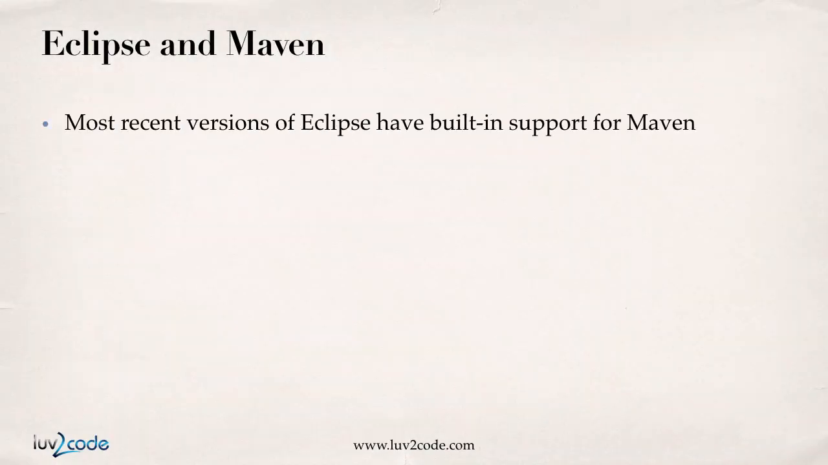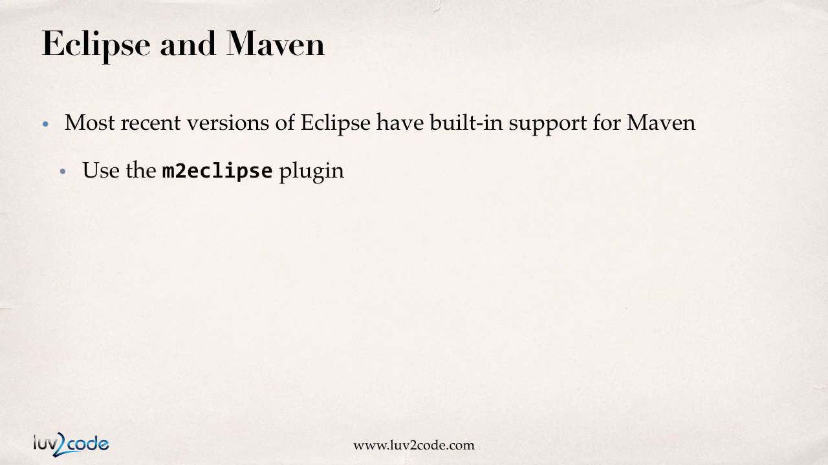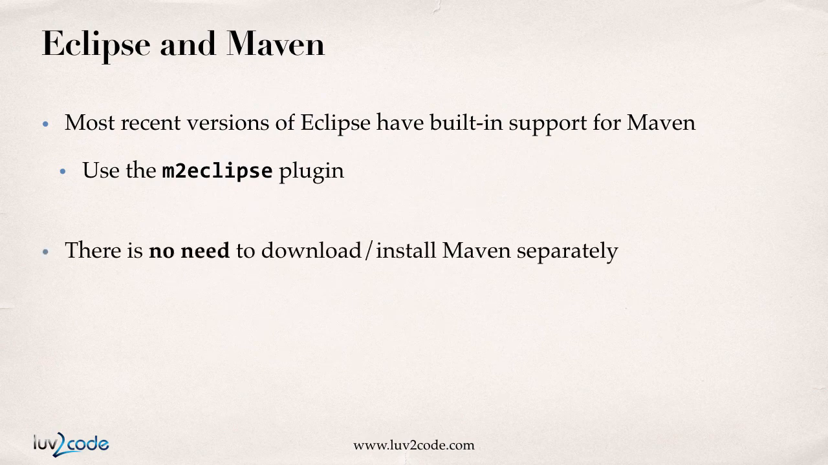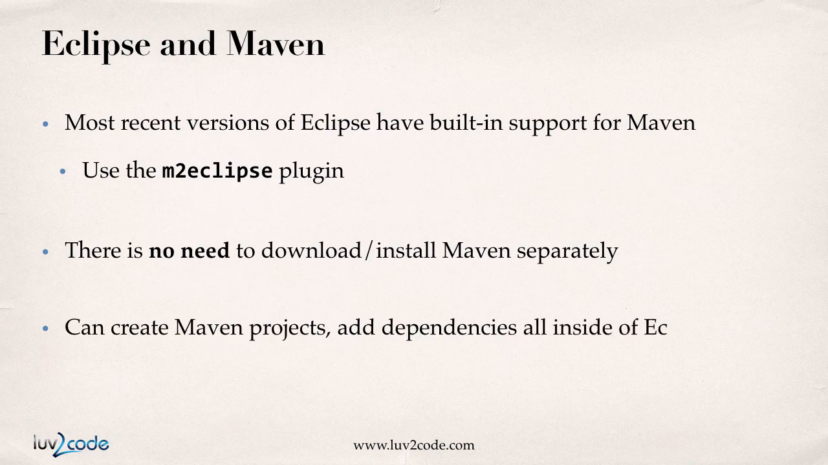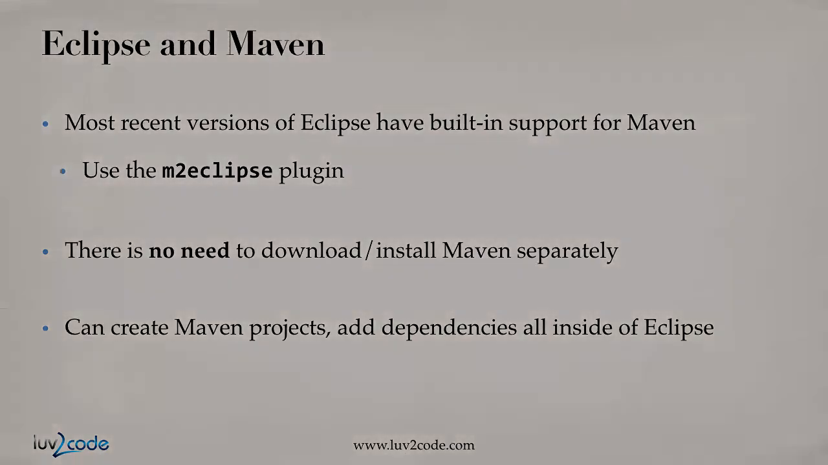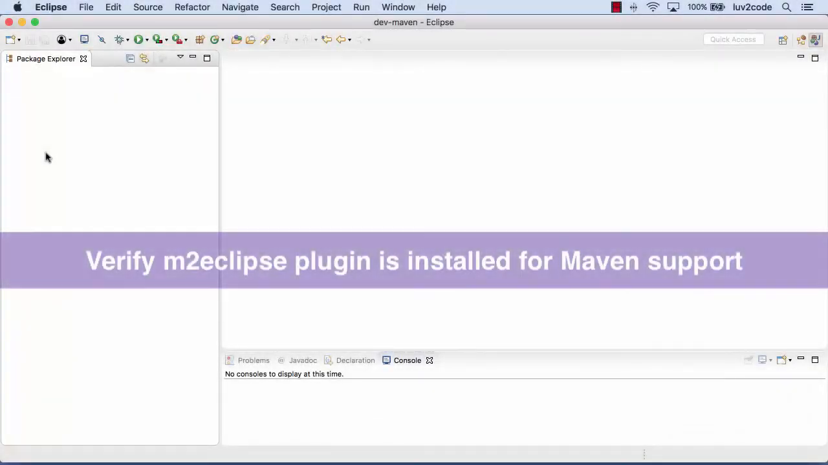Alrighty, so Eclipse and Maven. The most recent versions of Eclipse have built-in support for Maven. They actually make use of this M2e Eclipse plugin. The really nice thing about using this plugin is that there's no need to download and install Maven separately. This plugin handles all of the Maven functionality for you. So you can actually create Maven projects, add dependencies, and do all of that work inside of Eclipse without having to use the command line. So this is a really cool feature. I love it. Alrighty, so let's go ahead and dive into Eclipse and try this out.